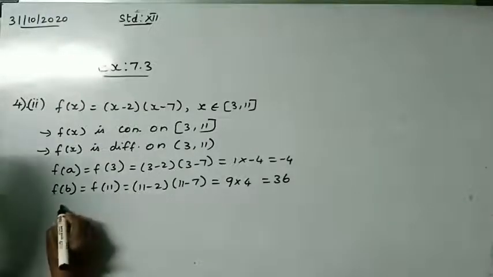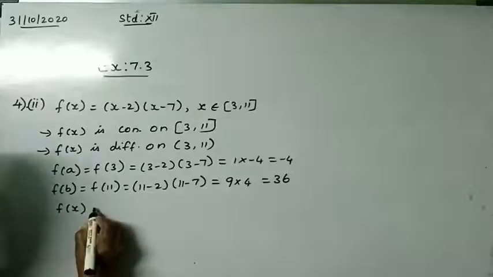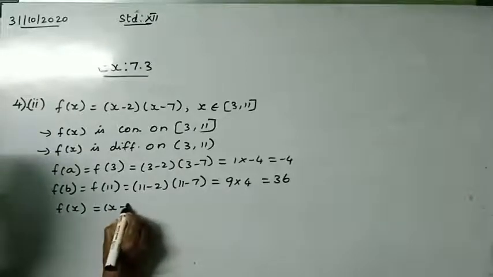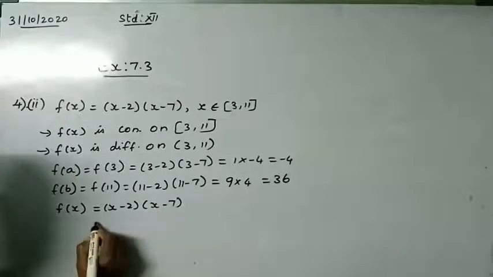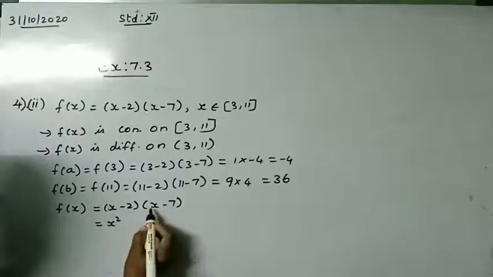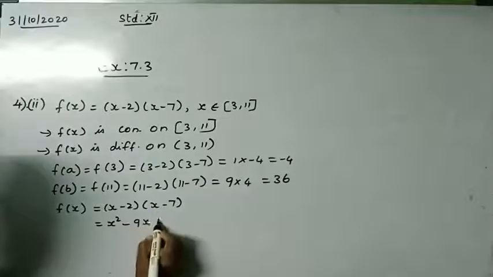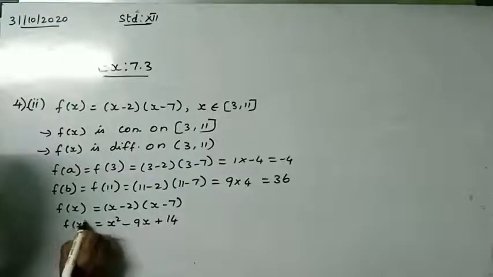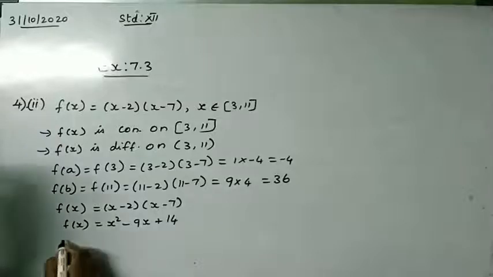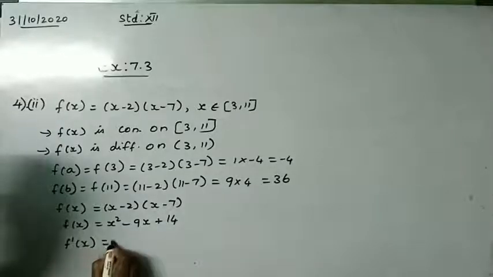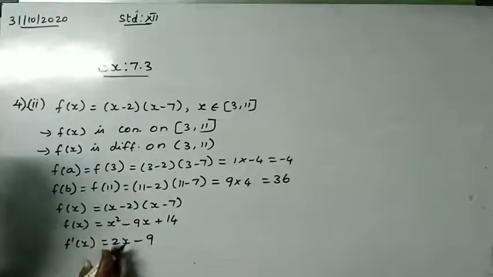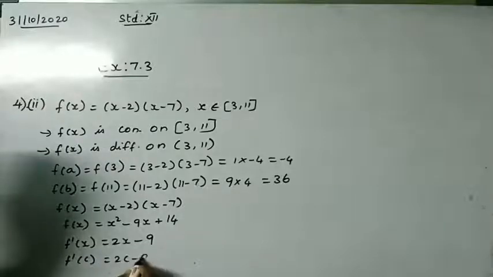Now let us find f dash of x. Let me write f of x in this form, since it is given in linear factors. Now multiply these two, we will get x square minus 7x minus 2x plus 14, that is x square minus 9x plus 14. So differentiate, it is very easy to differentiate. Now find f dash of x: 2x minus 9. x square differentiated gives 2x, minus 9x differentiated gives minus 9, and 14 differentiated gives 0. If there exists a point c, therefore f dash of c equal to 2c minus 9.